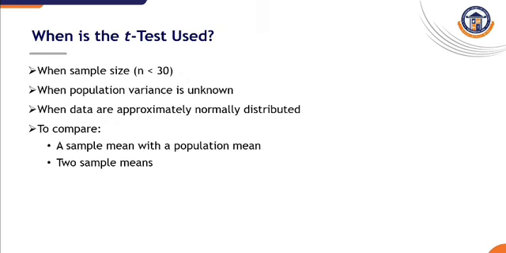So when is the t-test used? When the sample size is less than 30, we apply the student t-test. When the population variance is unknown, in that situation we apply the student t-test. When the data are approximately normally distributed, we apply it. To compare a sample mean with a population mean, or to compare two sample means, we apply the student t-test.